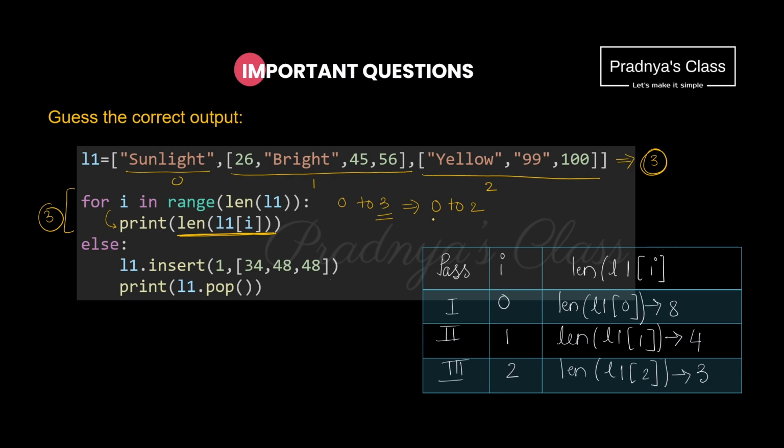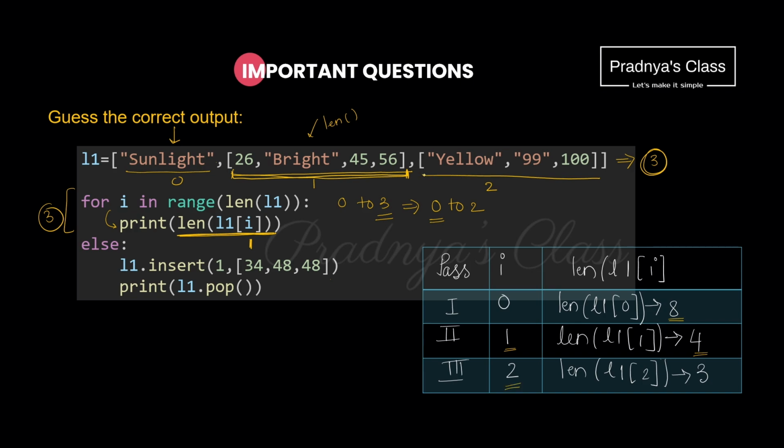In the pass one, the value of I will be 0. If we place the value of I as 0, we are calculating the length of L1 of 0. At the index 0, we have the element sunlight, and the length of sunlight is nothing but 8. In the next pass, the value of I will be 1. If we place here 1, means we are calculating the length of L1 of 1. At the index 1, we have this nested list. And using len function, we calculate the number of elements of the list. We know in this list there are total 4 elements. So, we got 4. Now, the value of I will become 2.